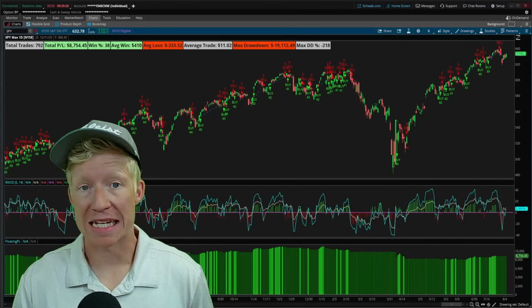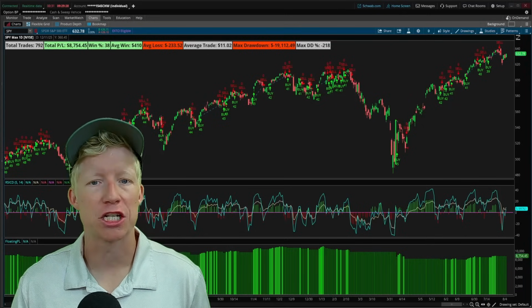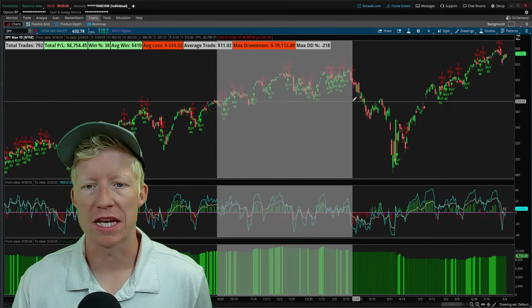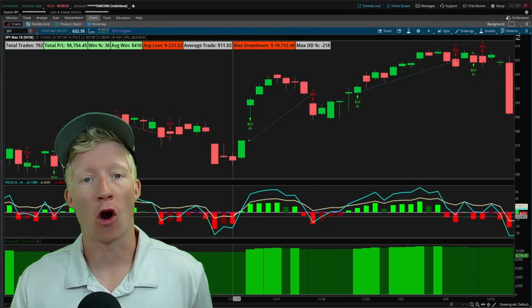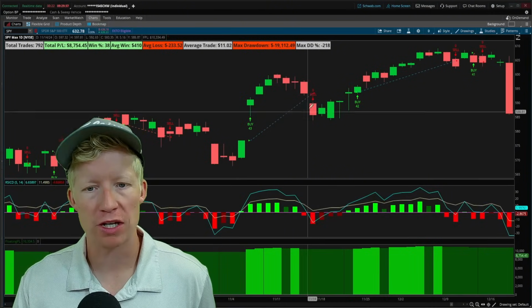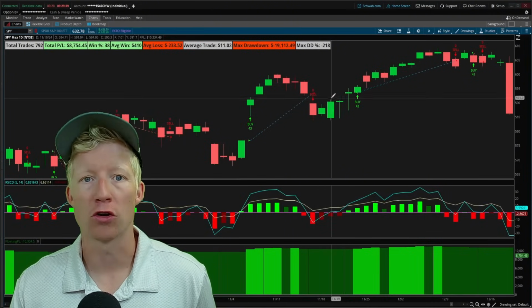So this is my first pass at it, the most obvious strategy that comes to mind. If I zoom in here, we can see what's going on. We buy when our RSI divergence turns green, we sell when it turns red.